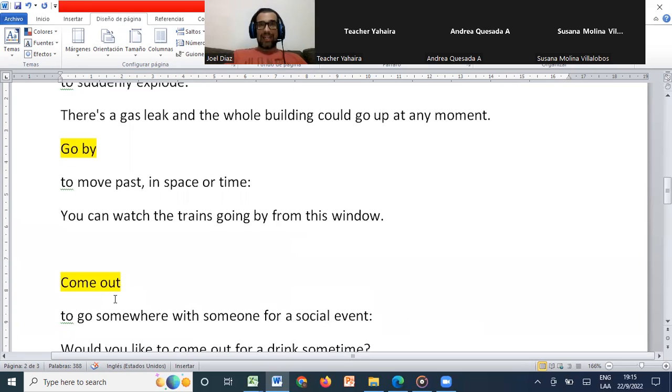Now go by, let's go with the other one. Go by means to move past in space or time. You can say, you can watch the trains going by from this window. So in that case we have that example, to move past in space or time.